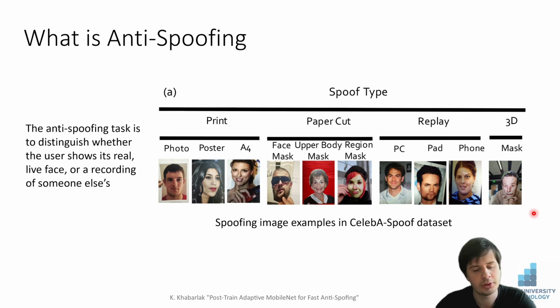These are the categories presented in the SiW spoof dataset. The final one is 3D mask. It is actually very similar to paper cut. In this case, the authors of this dataset just tried to hold the paper cut so that it resembles a 3D face, so that it is not flat but in a 3D shape.